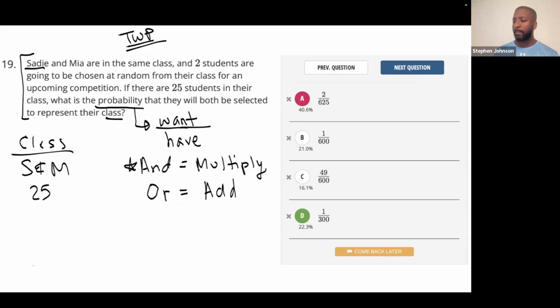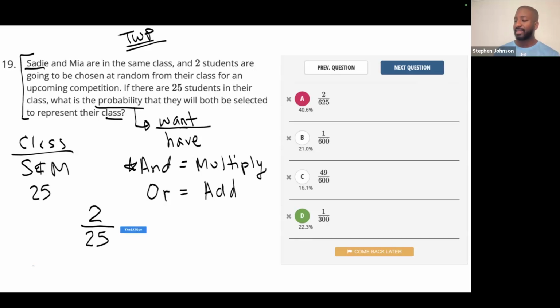So what is the probability of choosing Sadie or Mia on that first choice? Well, there's 2 things that I want. I want Sadie or Mia, right? So I'm going to say that my first probability is 2 out of 25. Because how do I accomplish what I want? Well, there's 2 ways to accomplish what I want. I can choose Sadie or I can choose Mia out of the total number of students I have, which is 25.